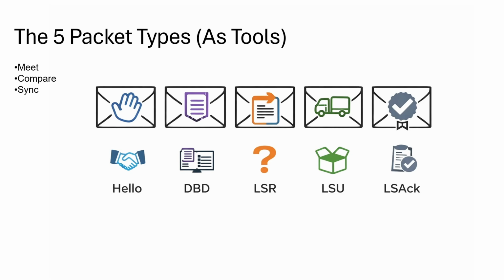Then we have LSU, which is link state update. Send the missing LSAs. LSU is the delivery truck of those missing LSAs. After that, LSAck, link state acknowledgement. This is just a confirmation of the receipt. OSPF wants reliability, so when you receive LSAs, you have to acknowledge that you received them. So the packet story is hello, meet and maintain; DBD, compare summaries; LSR, request missing; LSU, deliver missing; and LSAck, confirm. Now let's map that to the states.